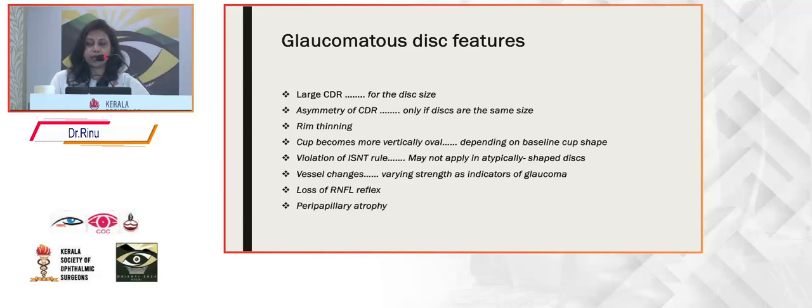There will be an asymmetry of cup disc ratio between two discs given the size of the discs are the same. There is NRR thinning. The cup becomes vertically oval. There is violation of the ISNT rule of the rim. There are vessel changes, there is loss of RNFL reflex or a defect, and there is presence or progression of peripapillary atrophy.